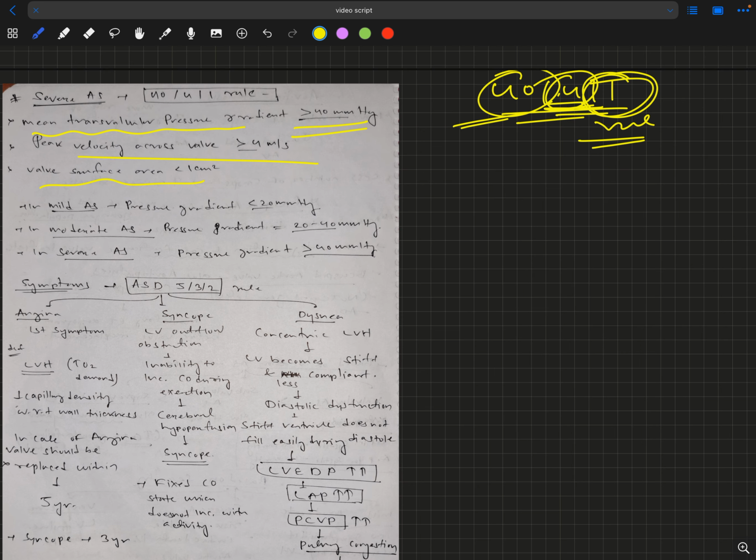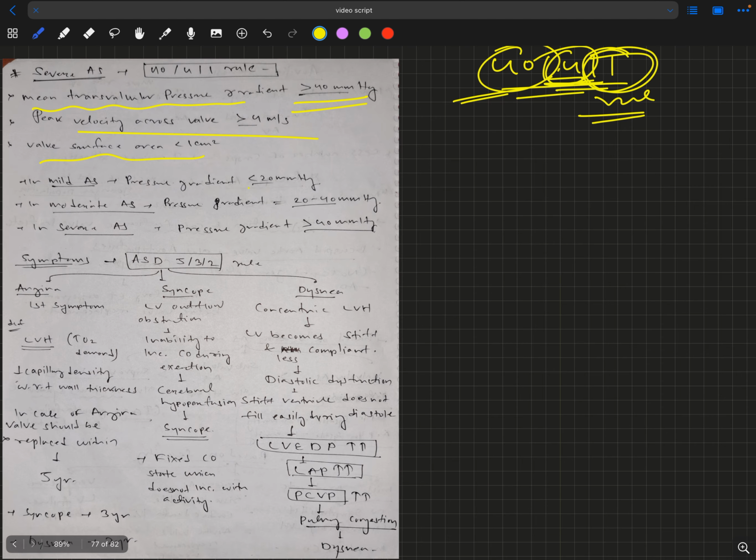So in case of aortic valve, if the area decreases to less than 1 centimeter square along with mean transvalvular pressure gradient more than 40 and peak velocity across the valve more than 4, we call it severe AS. In mild AS, the pressure gradient between left ventricle and aorta is less than 20 mmHg, moderate is 20 to 40, and severe is more than 40.